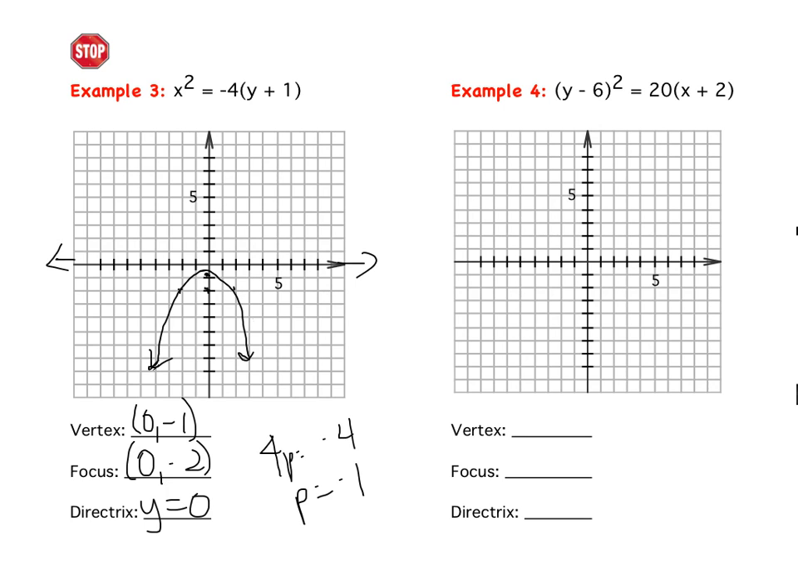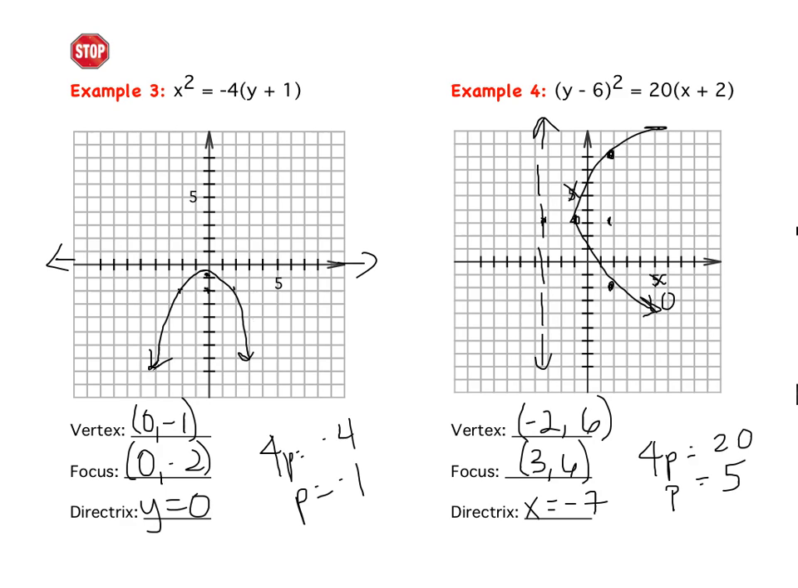So here's what your graph should look like for example 3. Please also now pause the video and graph example 4. On this graph, I noticed that the width of my parabola was going to be 20, so I went to a scale of 2 for each tick mark so that my parabola fit more easily on my graph grid.